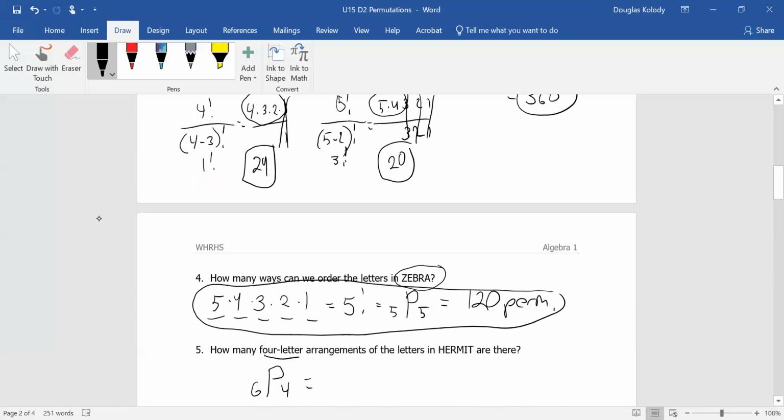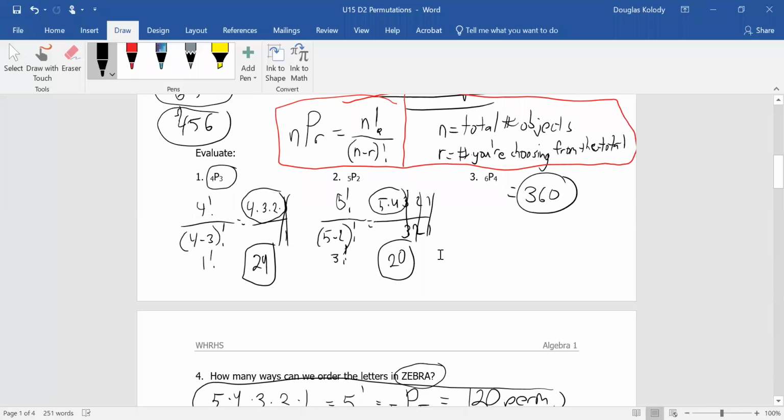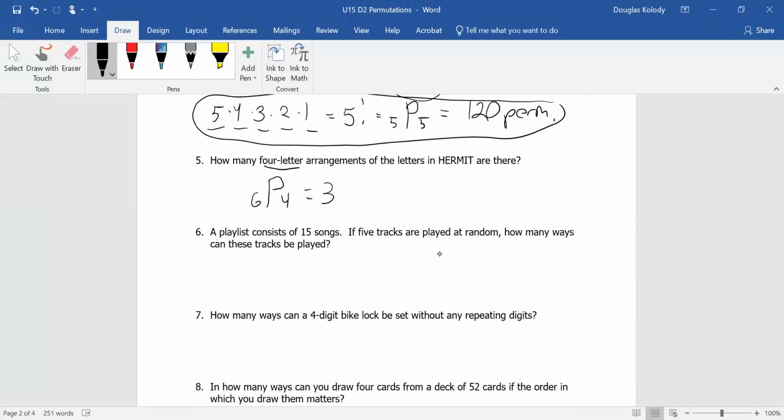Didn't I already do that? 6P4 is 360. Done. By the way, could I have also done the dashes for this? 1, 2, 3, 4, 4-letter word, so 4 dashes. And there's 6 letters to choose from, then 5, and 4, and 3. Guess what? That also equals 360. Who would have thunk it?